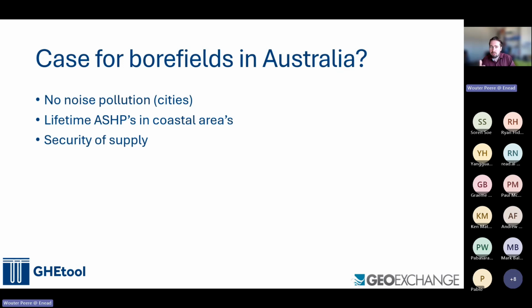We have the issue of security of supply. So if it's really, really cold outside, an air source heat pump might struggle to heat your building because it can't get enough heat out of the environment. Now, this is not a problem with the ground source heat pump because the ground temperature will always be hot enough. It will always be warmer than the environmental temperature in winter. So that also is a benefit for the geothermal systems.